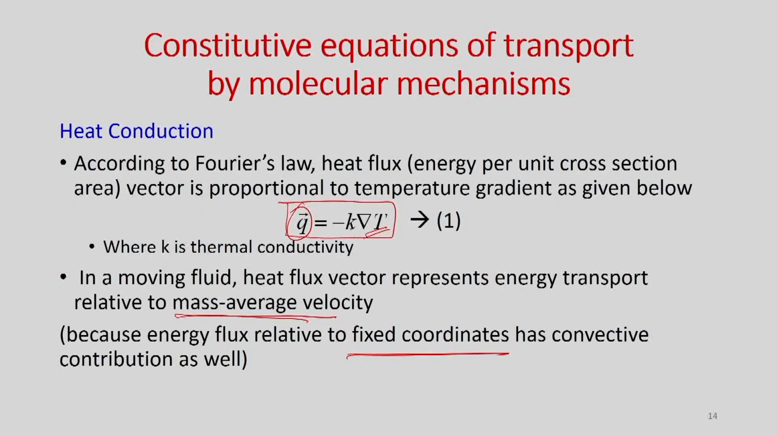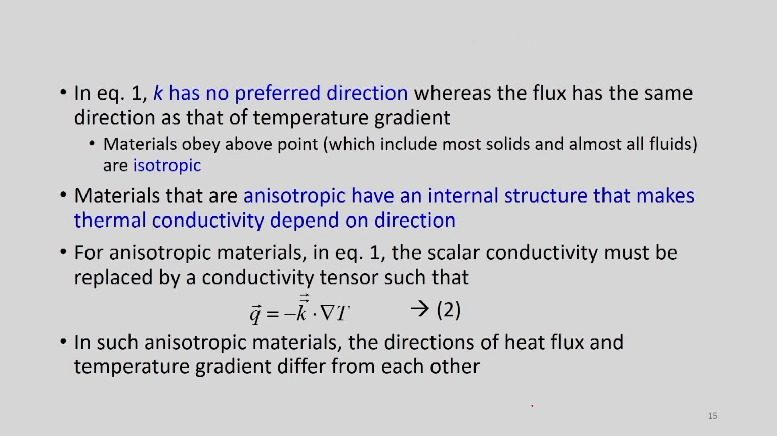Now, this k here does not have any preferred direction, whereas the flux has the same direction as that of the temperature gradient. Materials whose thermal conductivity does not have any preferred direction are in general known as isotropic materials. Under this category, most of the solids and almost all fluids fall in the isotropic category. However, there are some kinds of solids where the thermal conductivity also depends on the internal structure. So, thermal conductivity will also depend on the direction. So, those materials are known as anisotropic materials.